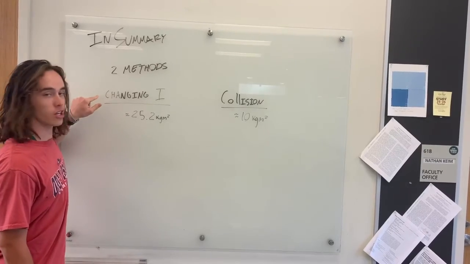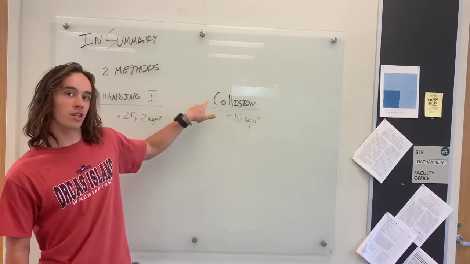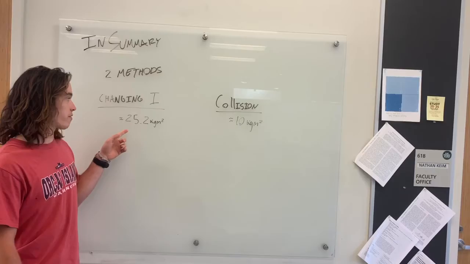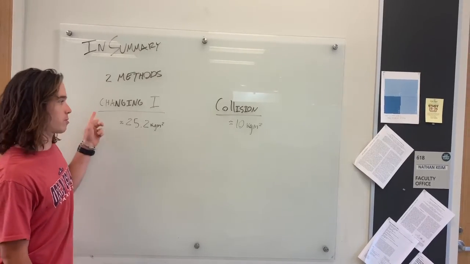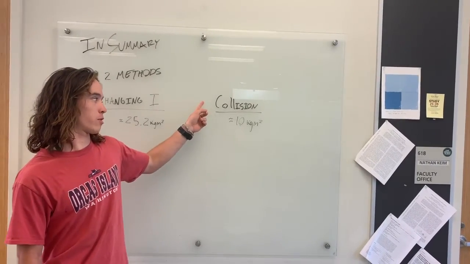In a short summary, we did 2 methods to determine the moment of inertia. We did the changing of the moment of inertia and a collision, and we got about 25.2 kilogram meters squared for this one, and about 10 kilogram meters squared for this one.